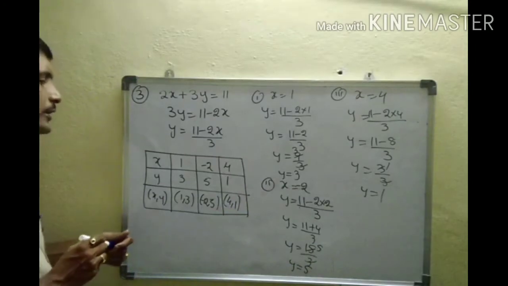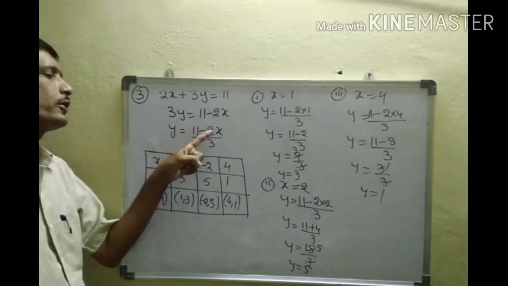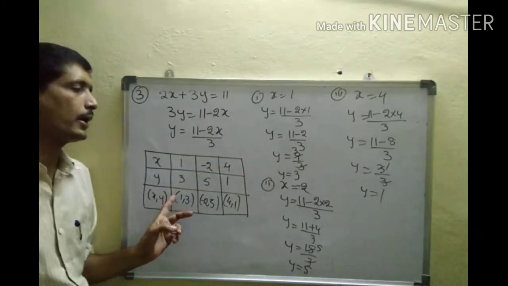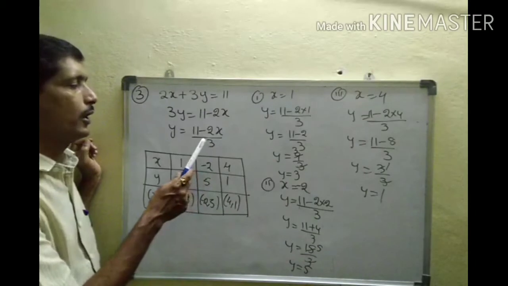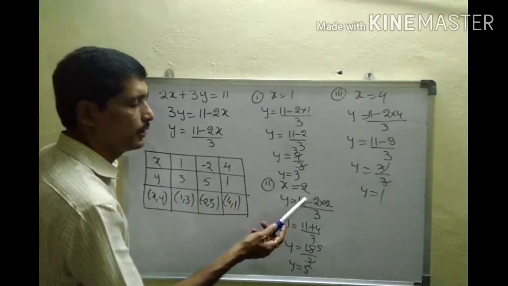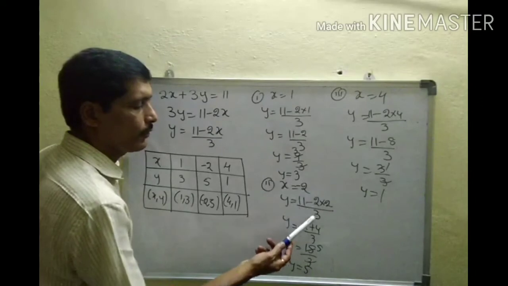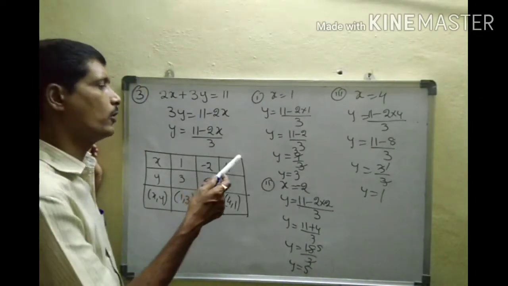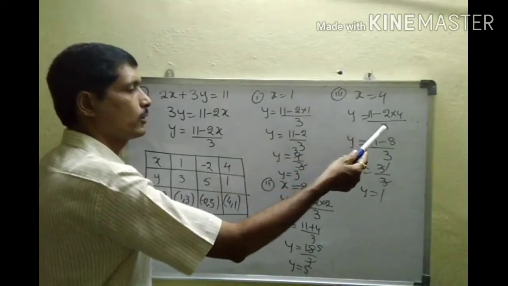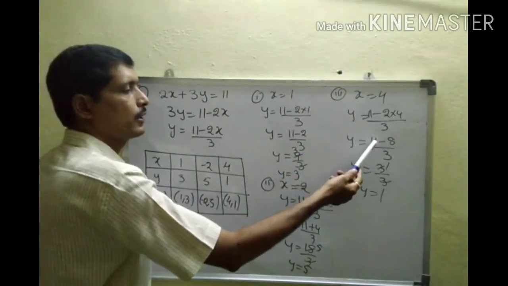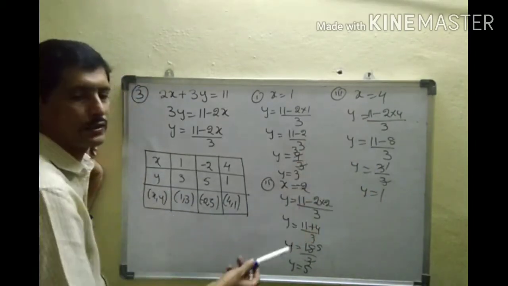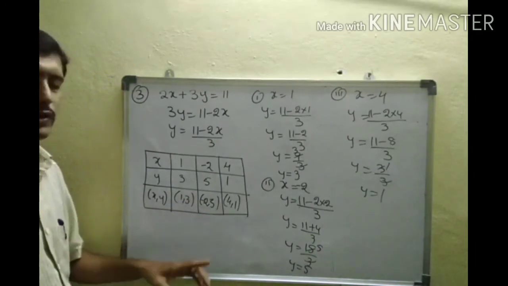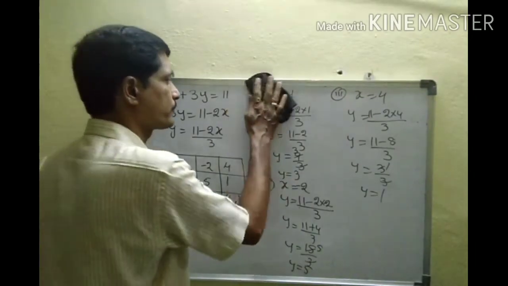Here one more time, see x equal to 1. Therefore 11 minus 2 into 1. 11 minus 2, that is 9. 9 by 3, that is 3. Y equal to 3. 1 comma 3. Next substitute x equal to minus 2. Therefore minus 2 into minus 2, that is plus 4. 11 plus 4 by 3, that is 15 by 3. Y equal to 5. Next substitute x equal to 4. Y equal to 11 minus 2 into 4. 11 minus 8. Therefore y equal to 11 minus 8 by 3. 3 by 3, that equal to 1. Next here the points are 1 comma 3, minus 2 comma 5, 4 comma 1. Next draw the graph.